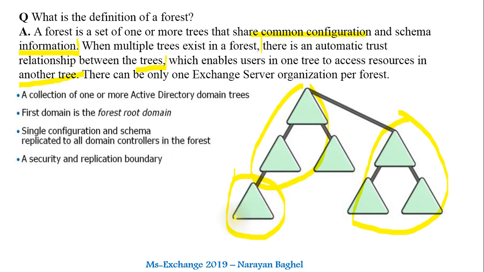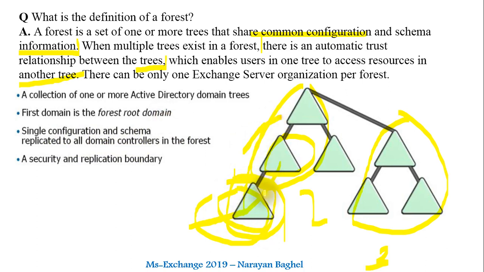And second thing about it, the first domain in the forest is called the root domain. For example, this is your first domain, you added this one later on, so this is first, this is second, this is third, so this will become the root domain. And a single configuration and schema is replicated to all domain controllers. If this server is your root, then all the configuration information and schema will be distributed from here to the other domain controllers in the forest. So this is how a forest is designed.